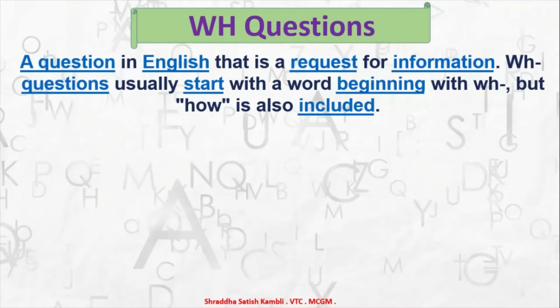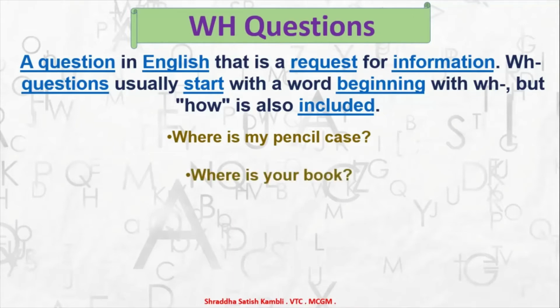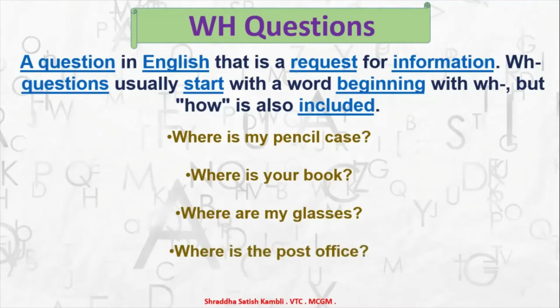Now let's look at a particular word and certain questions starting with that word. I have picked up the word where. So see, where is my pencil case? It's a WH question. Why? Because it starts with the WH word where. Then I have where is your book? Where are my glasses? Where is the post office? And finally I ask, where are you from? Again, each has a where.